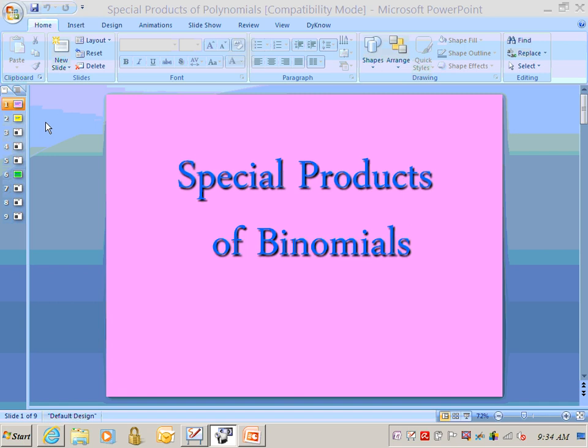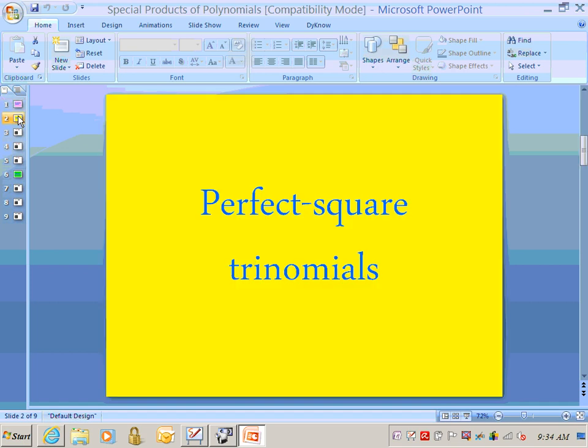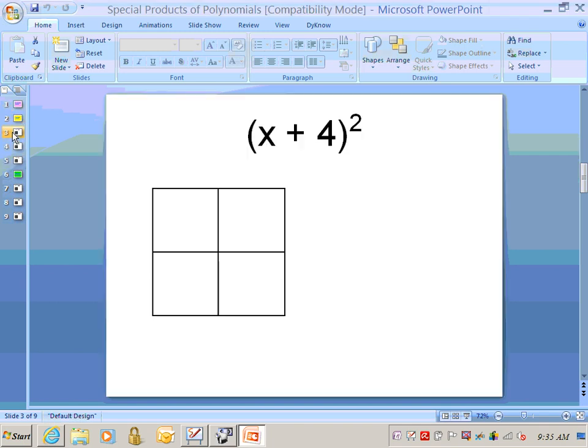Special products of binomials. There are two kinds. The first kind that we're going to go over is perfect square trinomials. Alright, the first problem I want you to write down is x plus 4 squared.